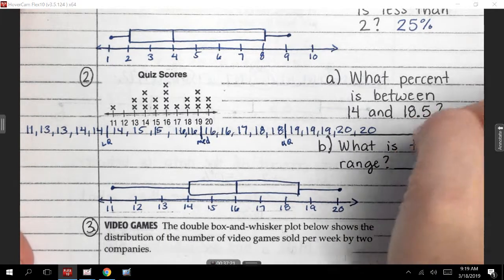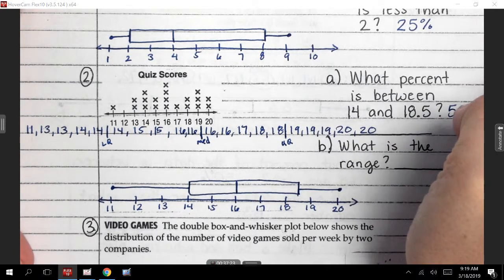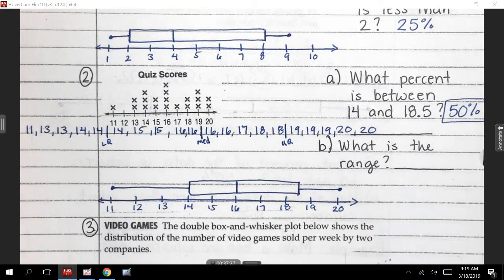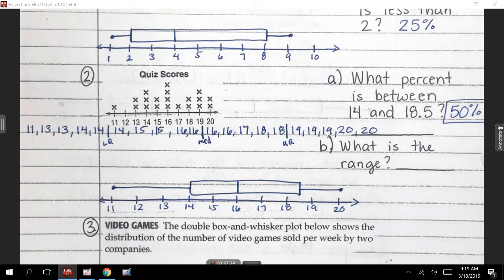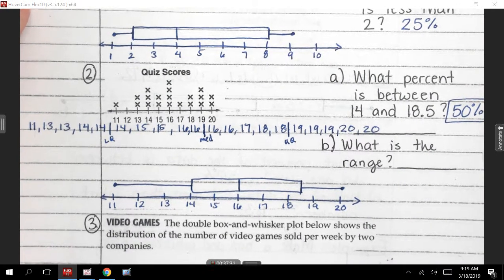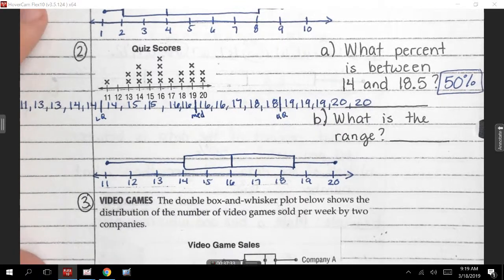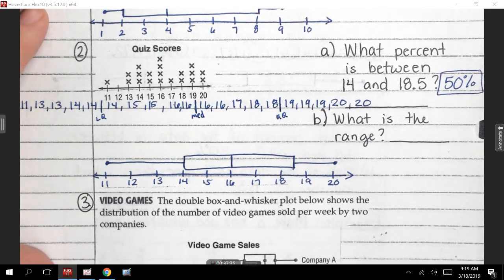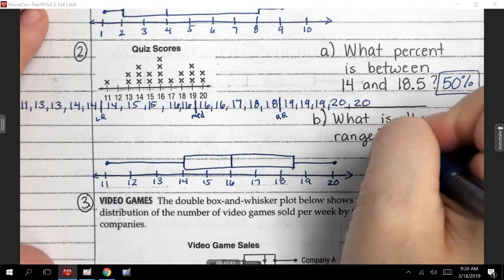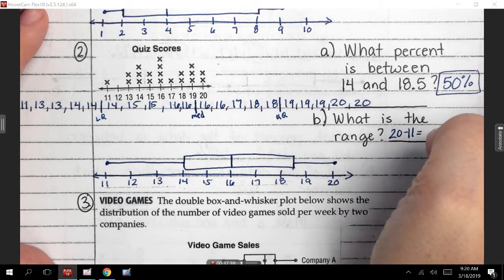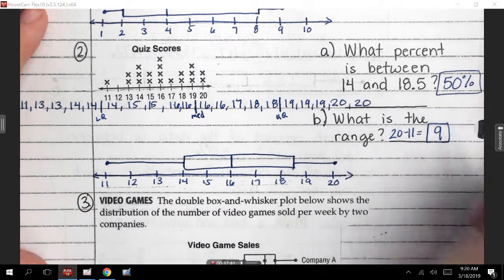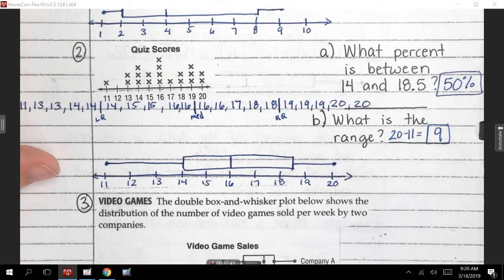50%, because that's my entire box. I'm going to write it next to the question mark so it doesn't look like it's part of my numbers. 50%. Are y'all okay with where we got 50% from? Okay. What is the range? Zach? 9. We do 20 minus 11, which equals 9. Okay.